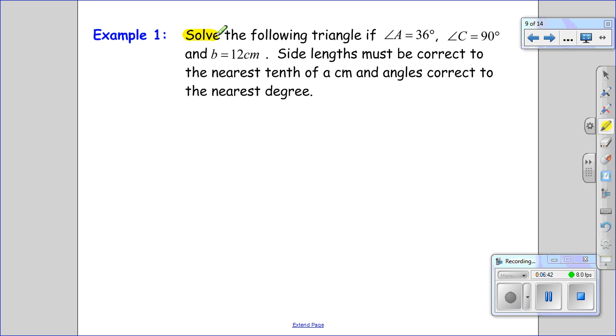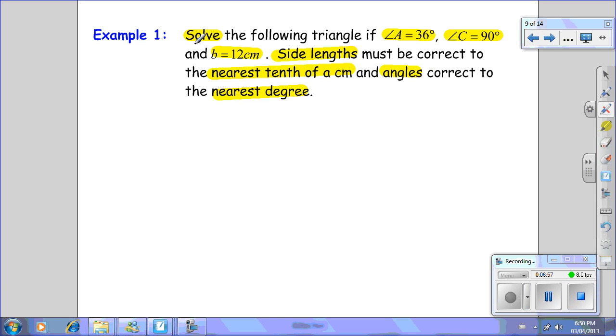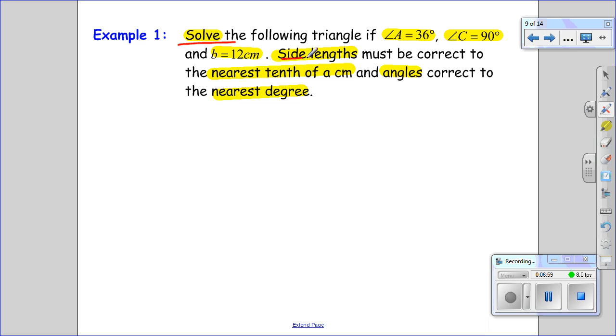First example is asking me to solve a triangle given angle A is 36, angle C is 90, and side B is 12 centimeters. Side lengths I have to state to the nearest tenth of a centimeter, and angles to the nearest degree. So what am I doing? I'm solving. That means find all my side lengths, all my angles, nearest tenth of a centimeter, and nearest degree. So the first thing I need to do is draw a triangle.